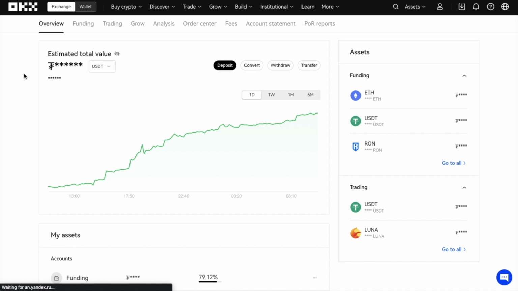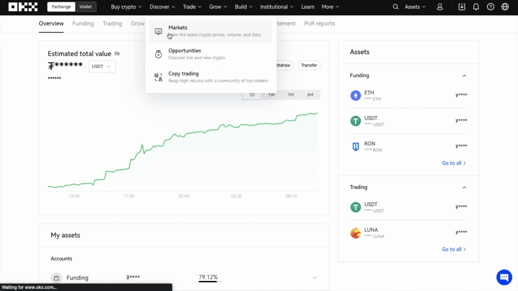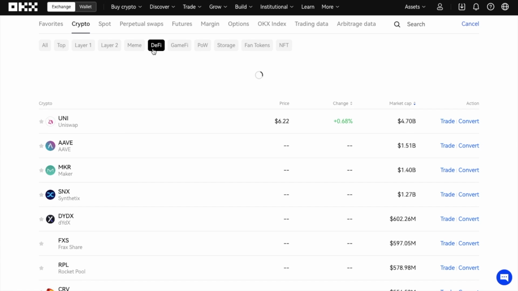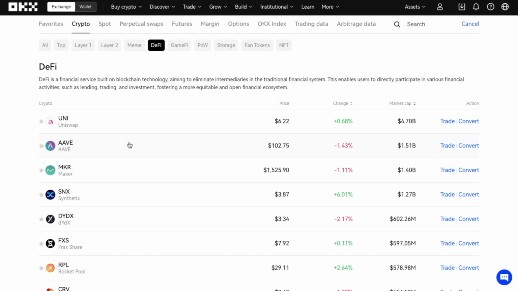Then, when you have your crypto in OKX, either via buying or depositing, we can look at the different markets, which we can reach under the Discover tab from the top of the screen. And the markets will allow you to view the latest prices for hundreds of digital assets listed on OKX, along with their daily price change and market cap statistics. So if you're looking to trade for a specific crypto, you can search for it from here. Or you can also filter through some different categories.